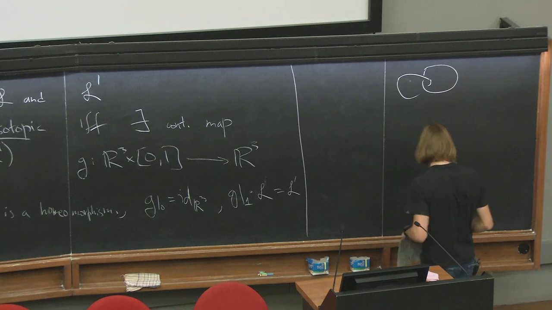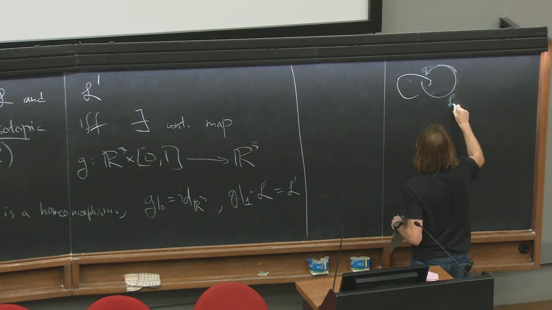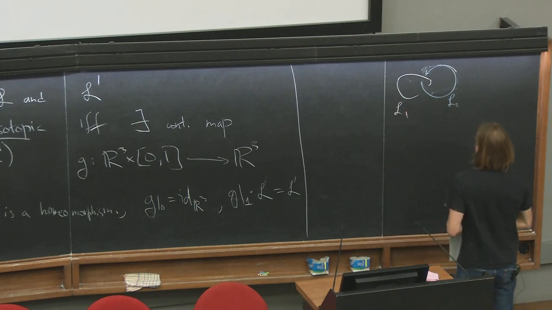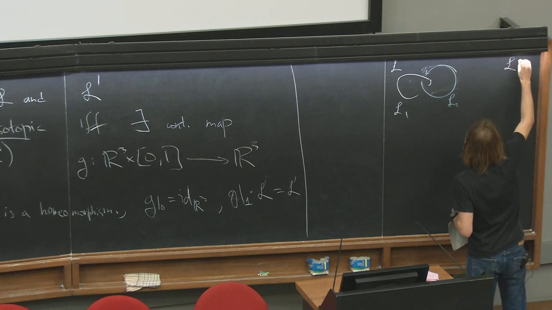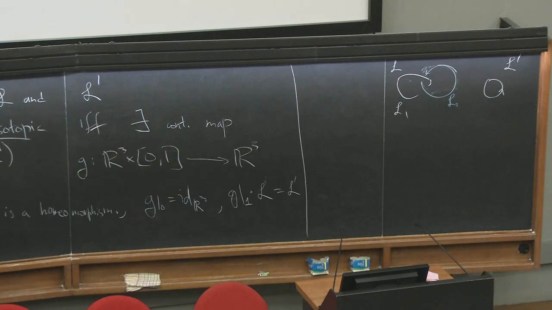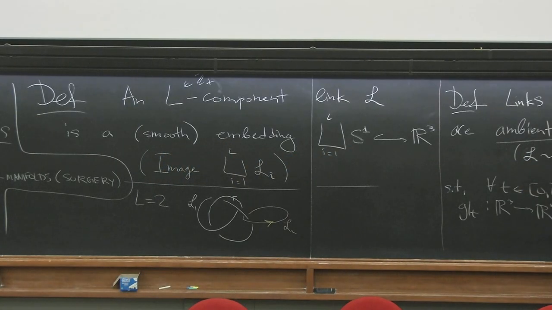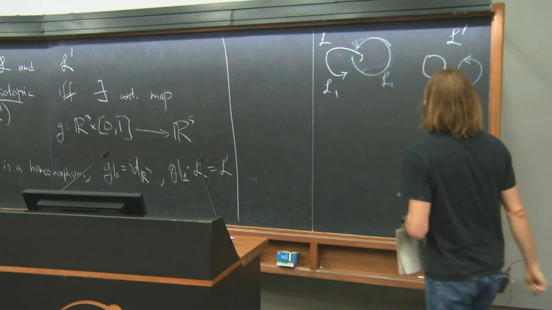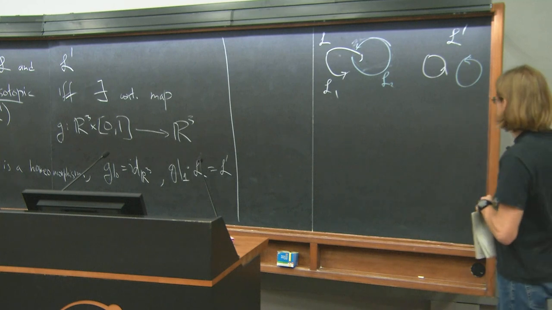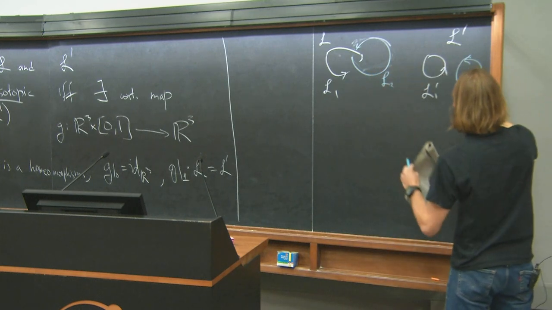For example, one can consider this following simple two-component link. Let me use a different color for the second component. This would be a link L, and consider another link L prime. In general we want to keep orientation, so the link components are circles with a particular direction chosen. And we also consider another link, which is a disjoint union. It's just two components that are separated.